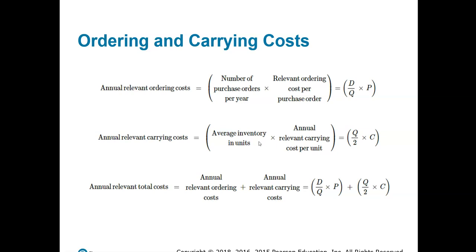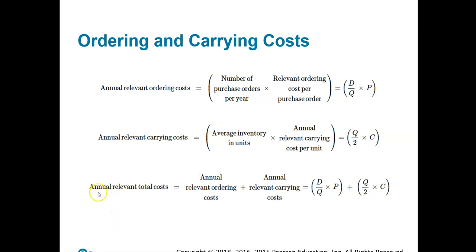So that's my economic ordering quantity divided by 2. That's why it's just easier to take the economic ordering quantity, divide that by 2 to get my average inventory in units, and then multiply that by my annual relevant carrying costs per unit.